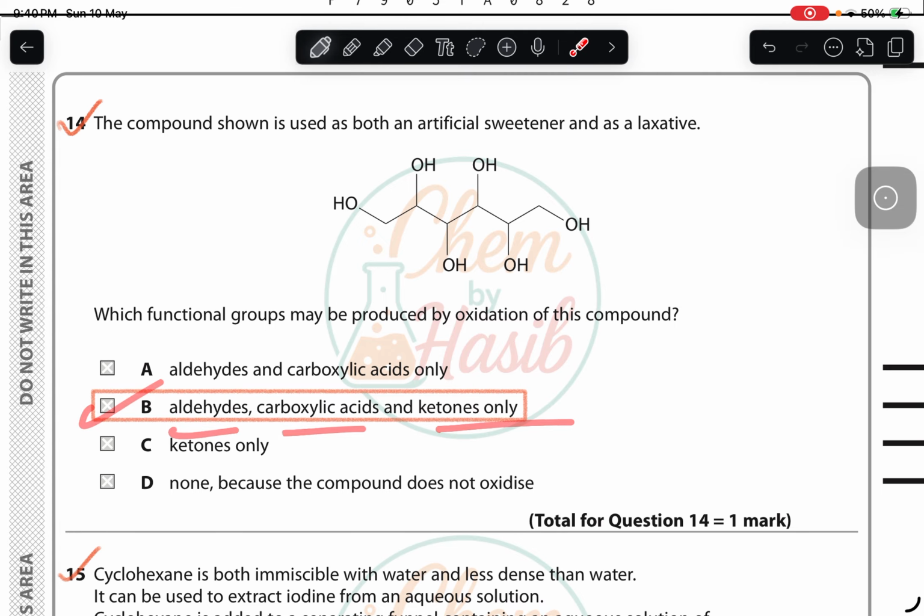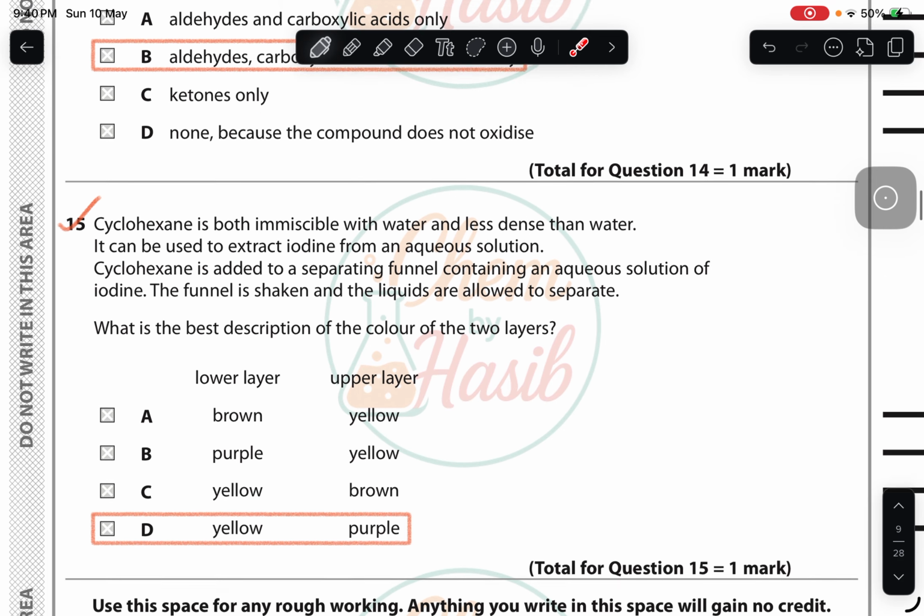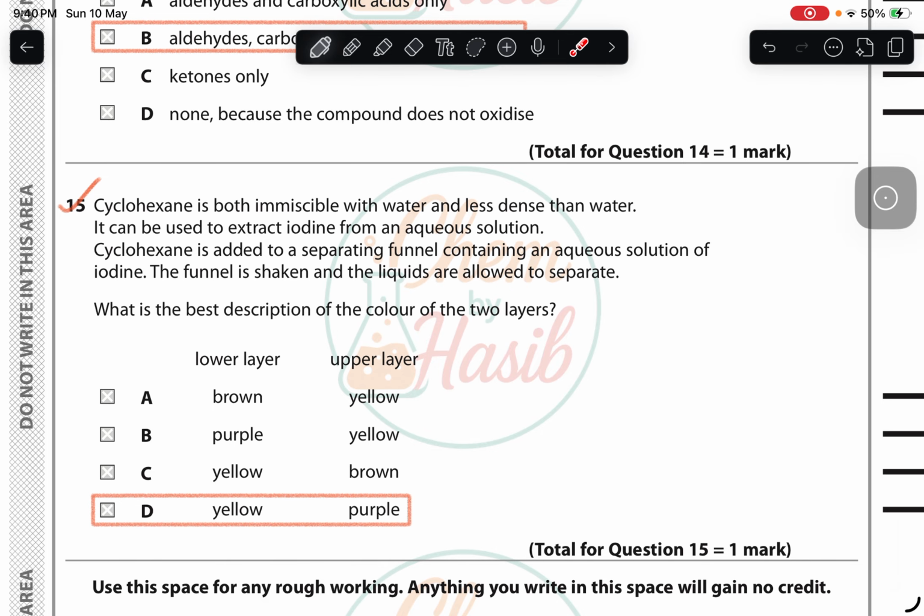Alright. Question number 15. It says, what is the best description of the color of the two layers? It said cyclohexane is immiscible with water and less dense than water. So if cyclohexane is less dense than water, cyclohexane will float over water. Water will be the lower layer, cyclohexane will be the top layer, right? It will be the upper layer.